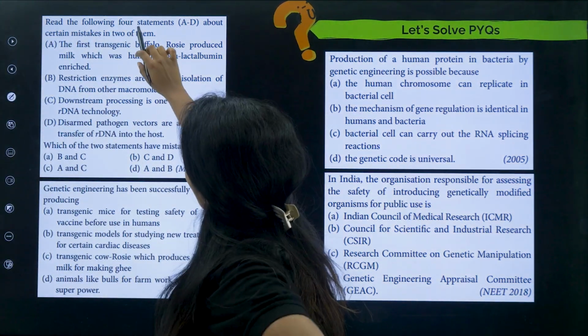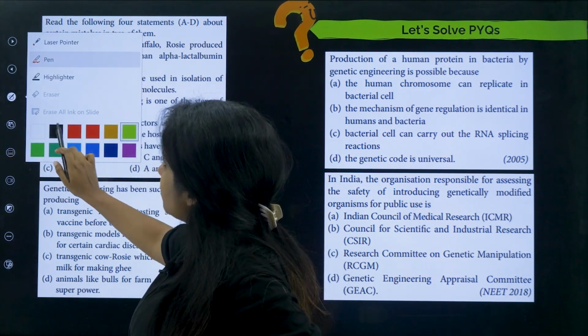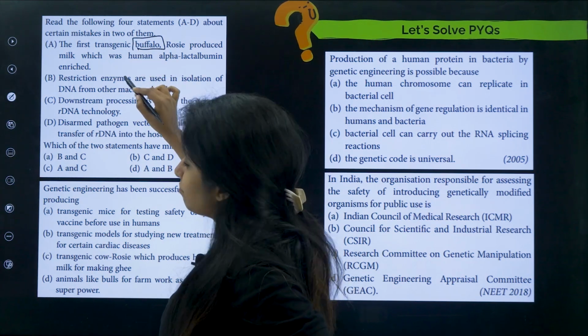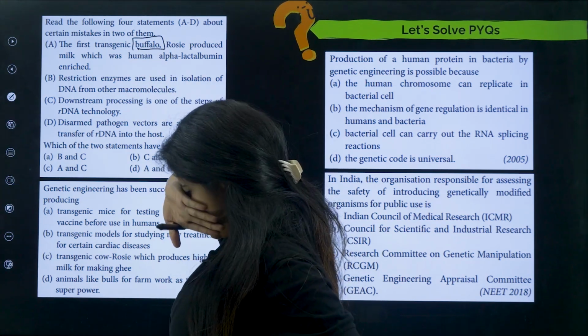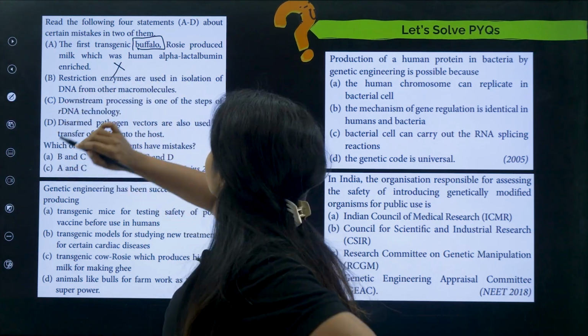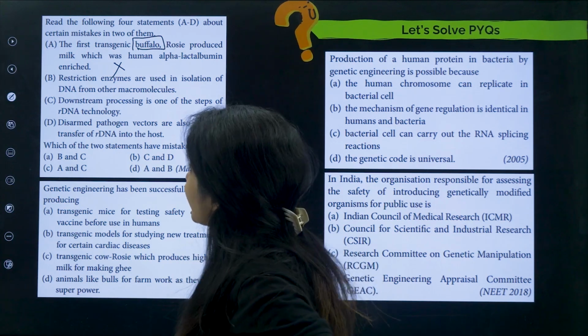So first question, read the following four statements and tell the statement which has the mistakes. The first, transgenic buffalo, it's not buffalo, sorry, it's cow. Okay, it's cow and the name is Rosie. So that was being used for the production of human lactalbumin.